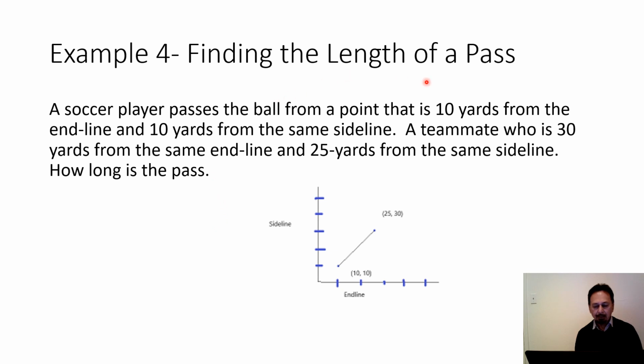Finding the length of a pass. A soccer player passes the ball. So a soccer player is here and he is 10 yards from the end line, and 10 yards from the sideline. He passes it to a teammate who is 30 yards from the end line, and 25 yards from the sideline.